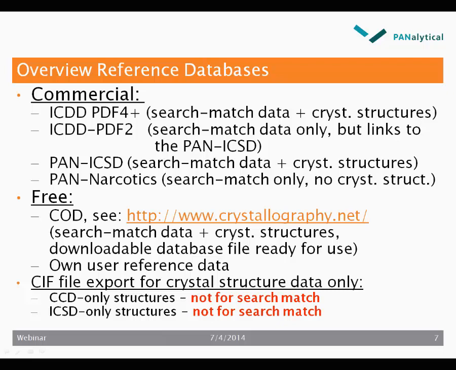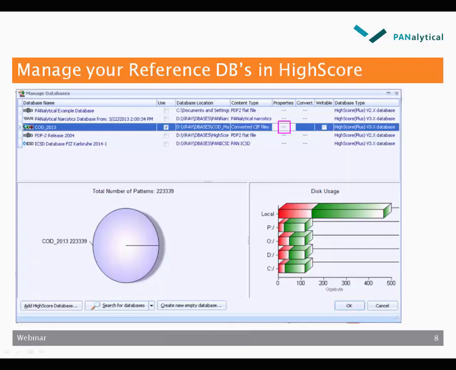When you work with new substances not yet described in the literature, then you are forced to create your own user reference database. The database manager under the Customize menu is the central point in Highscore where you select your databases. Some commercial databases can be used next to each other. Others can only be used exclusively in one search match run. You select your databases with a check mark under the Use column. An overview of a selected database is available under the Properties button.